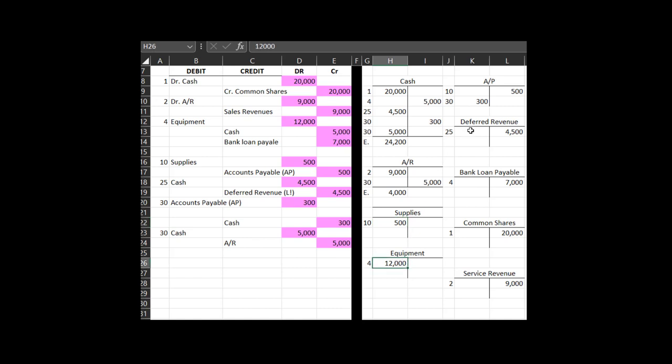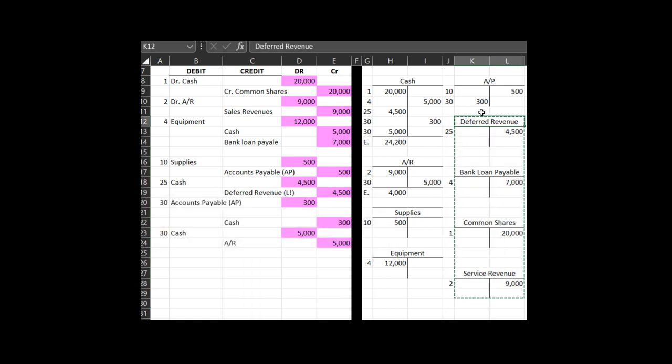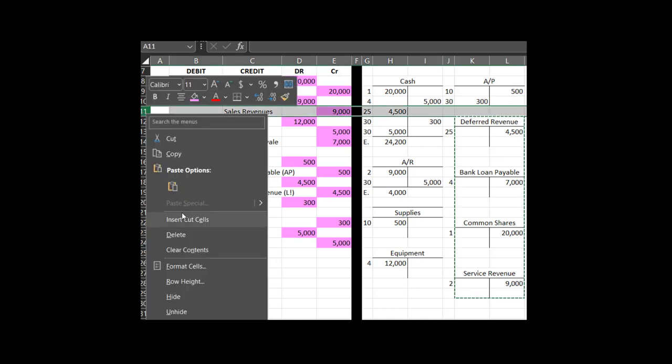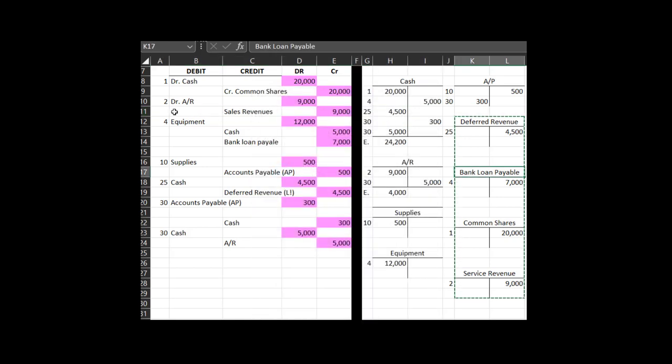Same thing for equipment. And I'm going to work myself up here to accounts payable, and I am going to do some work here as well. Let's see if I can just move this real quick. Cut, paste, no. Okay, that is okay. If it gets a little squishy, it gets a little squishy. We will not be too upset. My goodness.